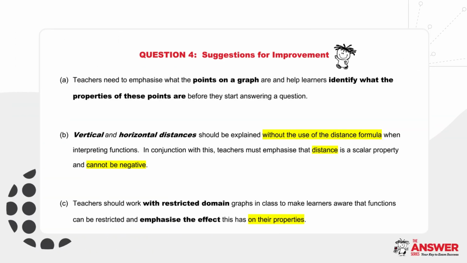The following are some suggestions for improvement for question 4. A. Teachers need to emphasize what the points on a graph are and help learners identify what the properties of these points are before they start answering a question. B. Vertical and horizontal distances should be explained without the use of the distance formula when interpreting functions. In conjunction with this, teachers must emphasize that distance is a scalar property and cannot be negative. C. Teachers should work with restricted domain graphs in class to make learners aware that functions can be restricted and emphasize the effect this has on their properties.